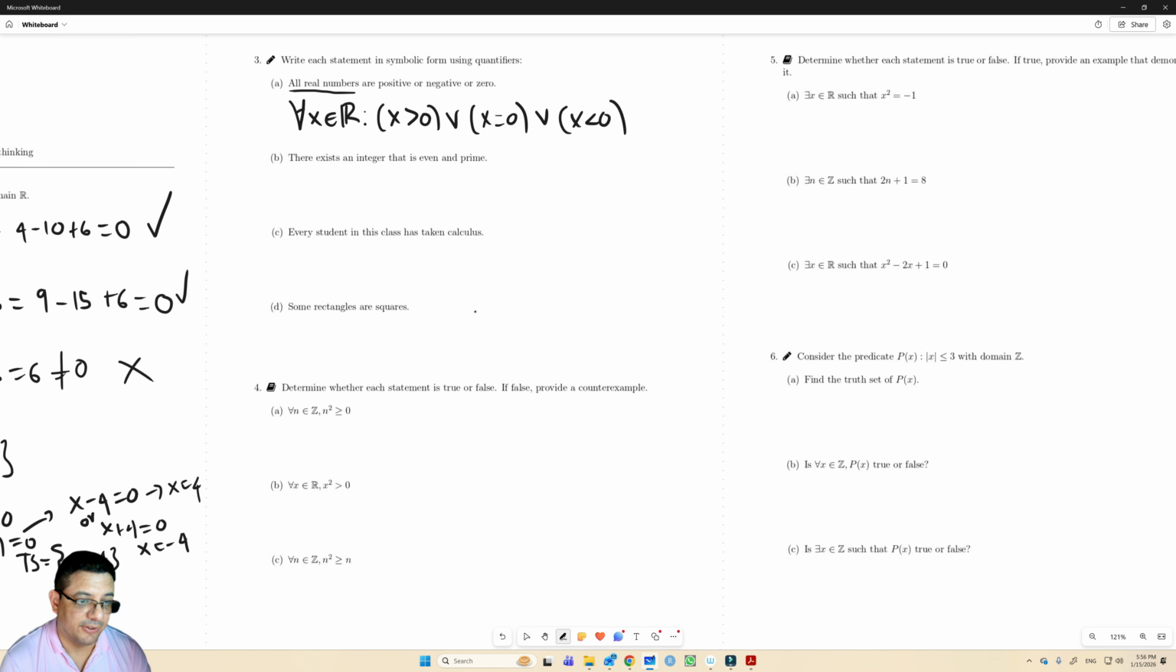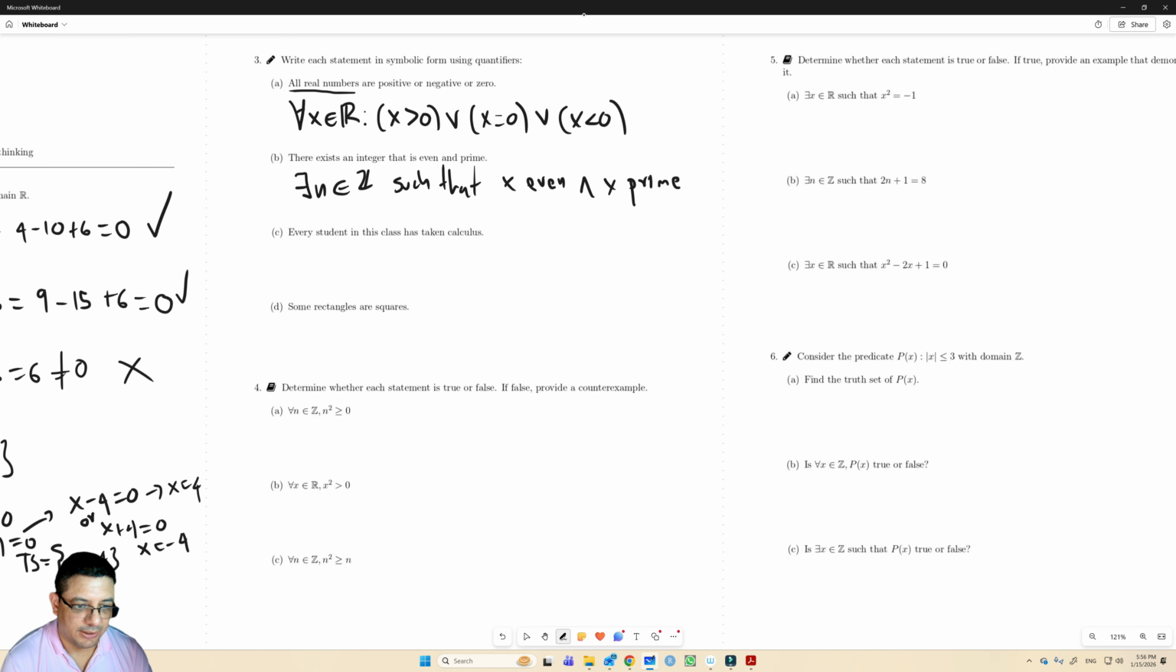B, there exists an integer that is even and prime. There's a couple of ways that you can write this, but since there is no symbolic way to say that something is prime, we can start by saying there exists n that belongs to the integers, so that n is even and n is prime. And this will be a symbolic way of doing that.